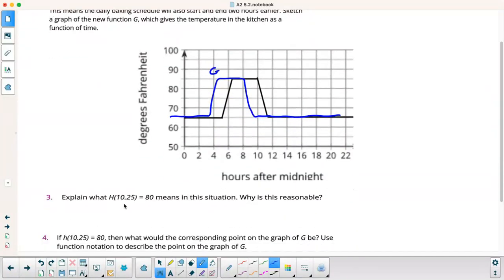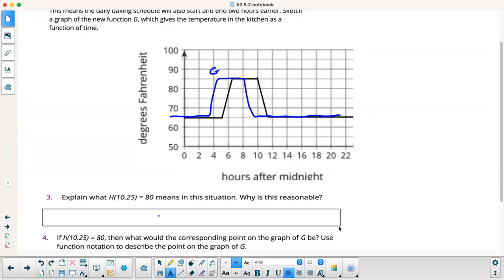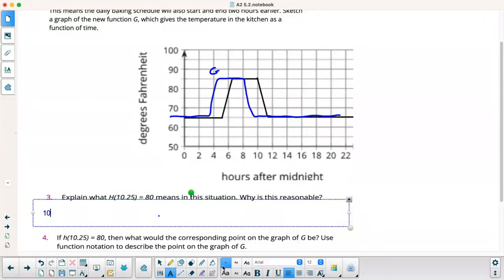All right, explain what h of 10.25 equals 80 means. So I would say that means 10.25 hours after, what was it, 5 a.m.? Let me look back here. Yeah, so I would say 10.25 hours after 5 a.m., the temperature in the room is 80 degrees.